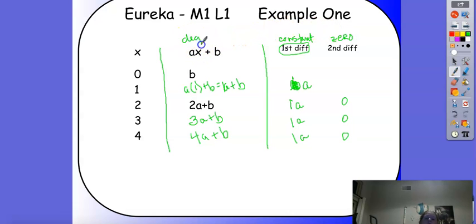The degree is 1, because that's to the first power. So I was trying to show you that even if you do it without numbers, just with variables, I'm going to get a constant on my first difference, and I'm going to get a 0 for the second difference whenever the degree is 1.